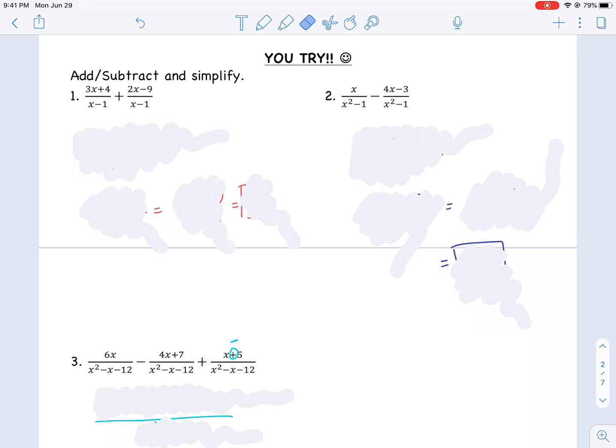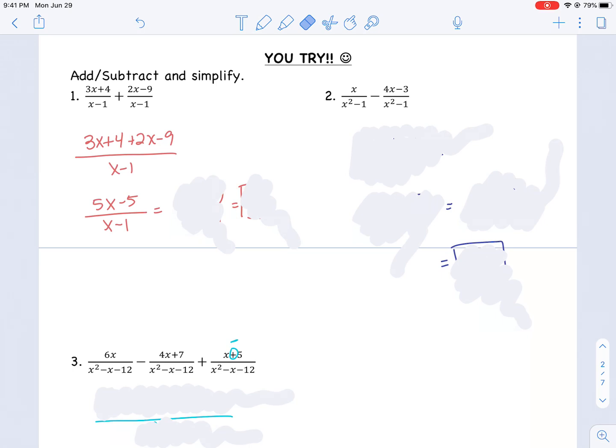All right, number 1 asks us to add. We can add fractions as long as we have a common denominator, which we do. We're going to keep our common denominator and then just add our numerators. So we have a 3x plus 4 plus 2x minus 9. I can combine my like terms and really say that I have a 5x minus 5 over x minus 1.